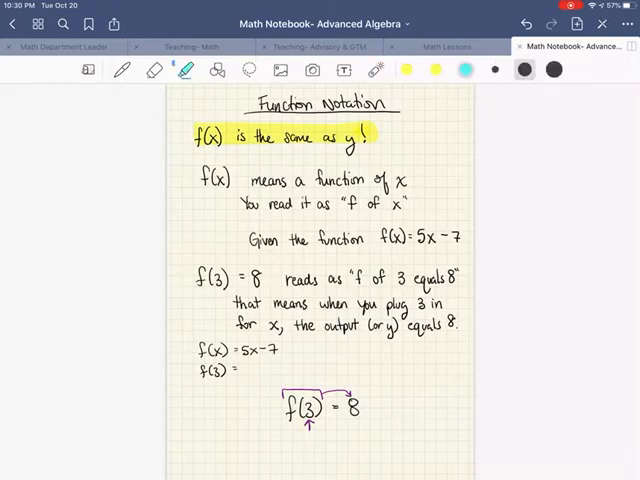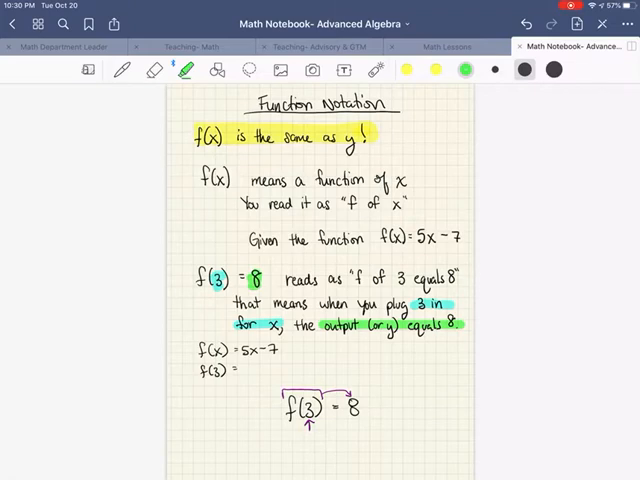So that means when the 3 goes in for x, that's important because I see the 3 right inside there. Then the y, I'm going to use a different color. The output or y equals 8, and that's this number right here. All right, so if you have highlighters, you can highlight your notes the same way I am.